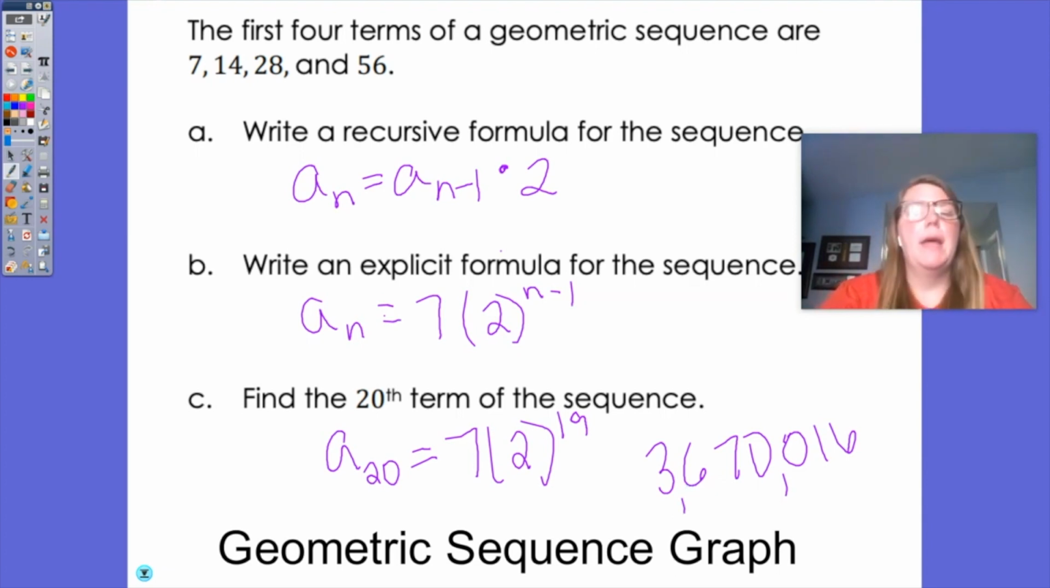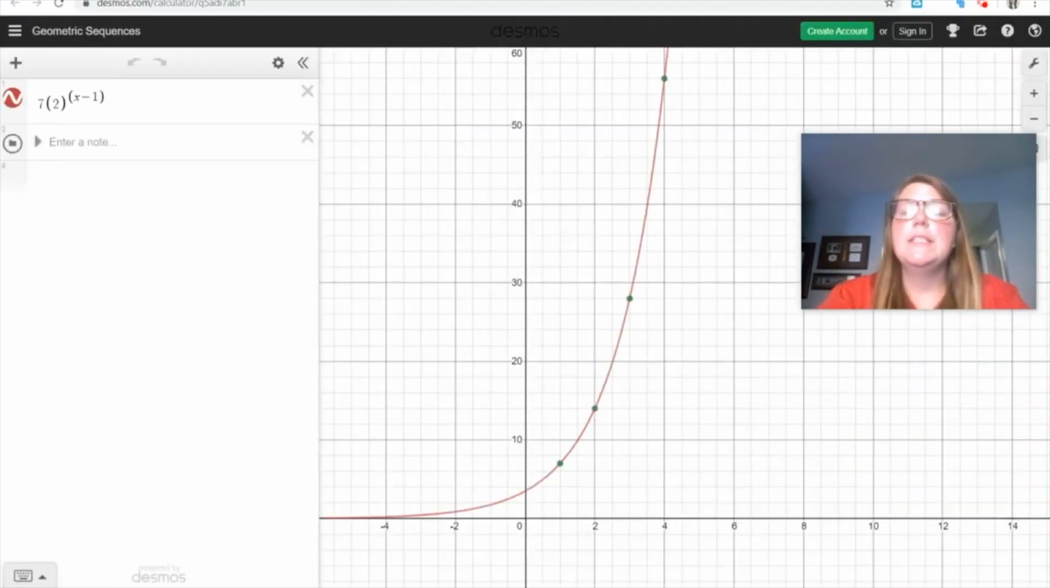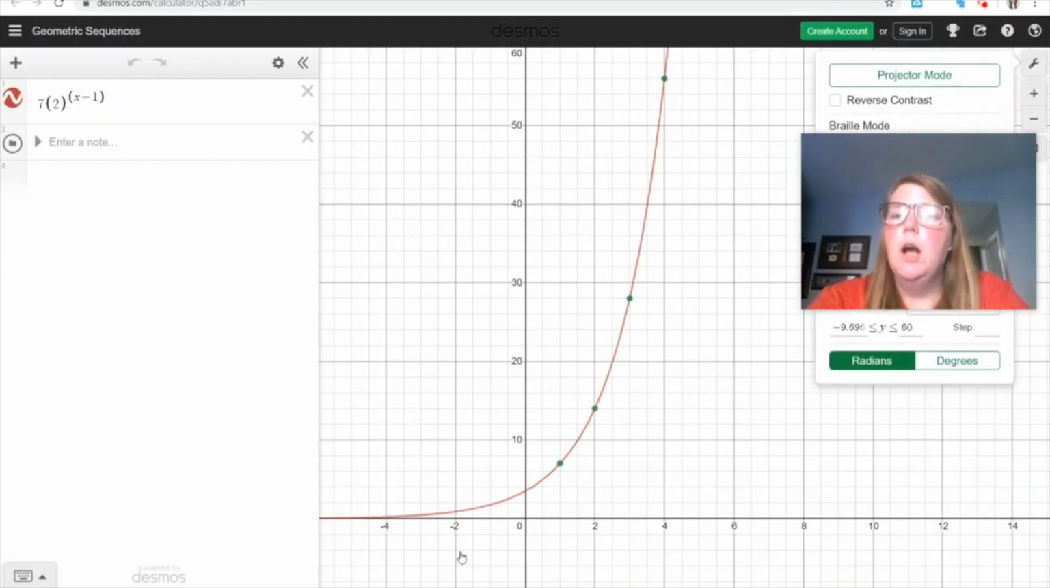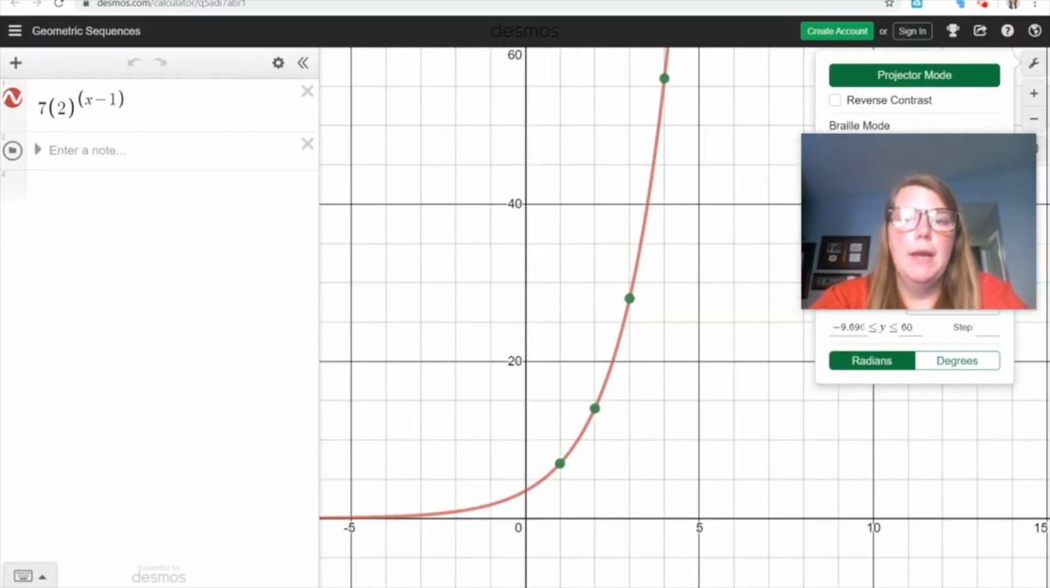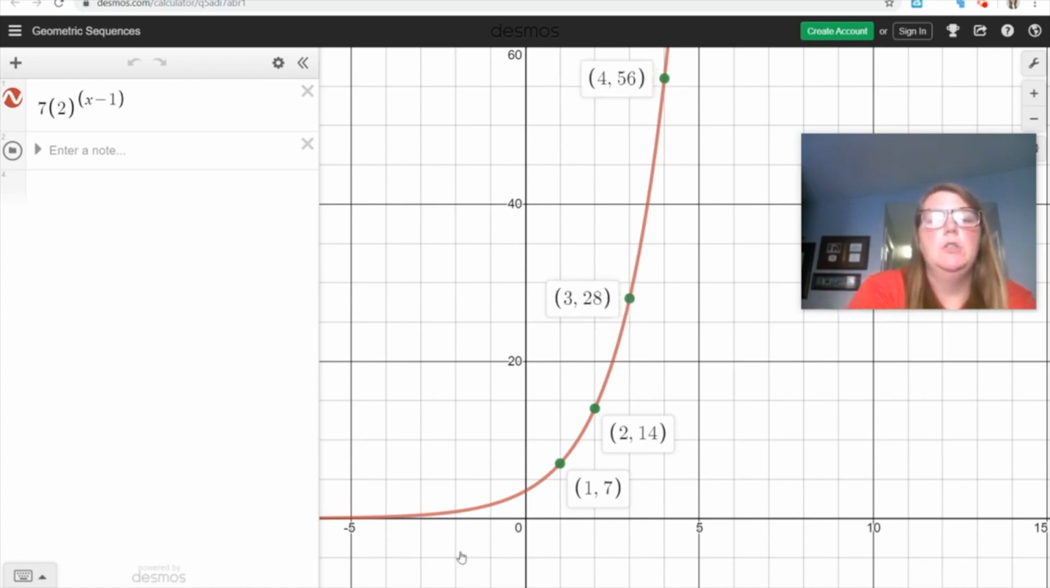So just like arithmetic sequences made a linear graph, let's look and see what this sequence makes on a graph. And you can see that it makes an exponential. And that's because we're multiplying by some number each time. So our first term was 7, our second term was 14, our third term was 28, and our fourth term was 56. And you can see over here that I typed in that formula exactly as I found the explicit formula, except I used an X instead of an N, but that's okay.